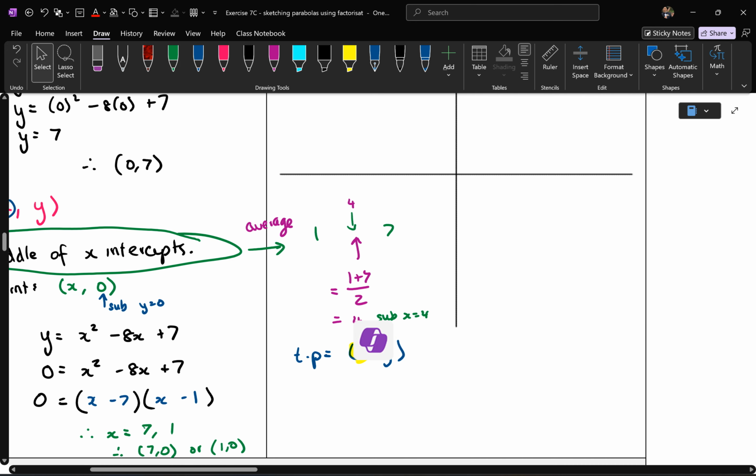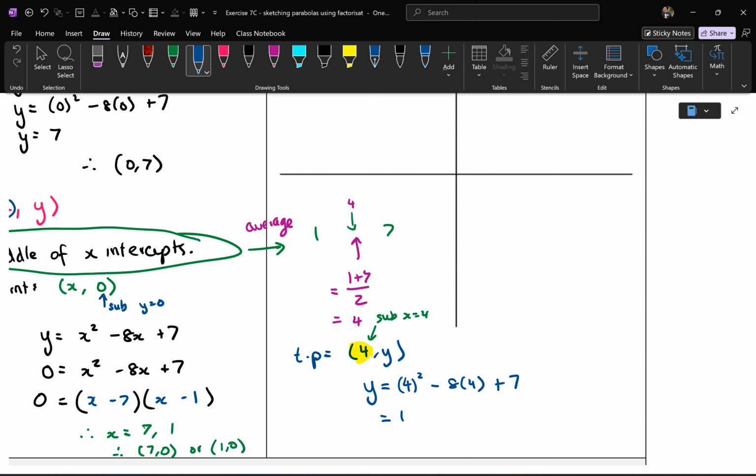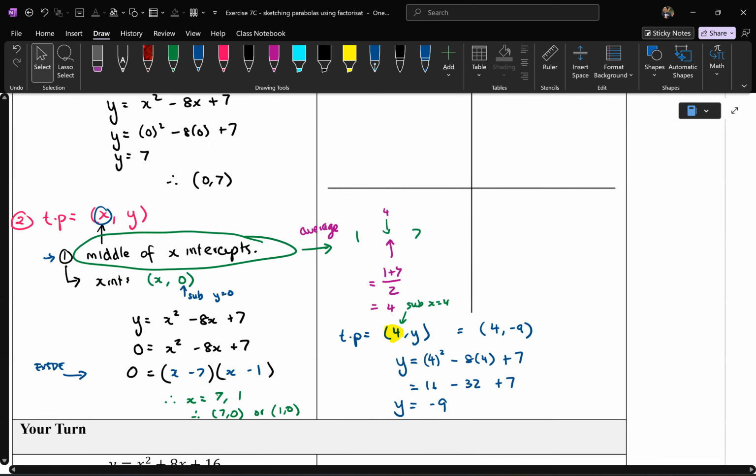So the other ones you were finding intercept. This one you're not. This one you're finding the turning point. So your equation should then be y is equal to 4 squared minus 8 times 4 plus 7. That's 16 minus 32 plus 7. That's what? Negative 16 plus 7 is negative 9. So that tells me now the turning point is at 4, negative 9.